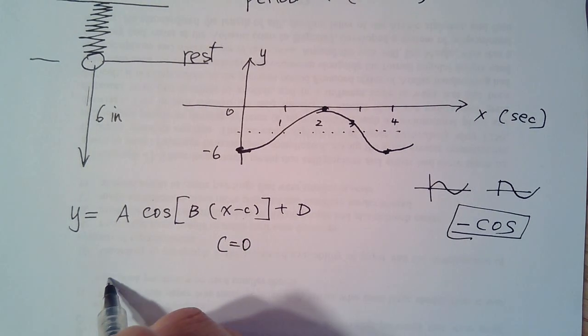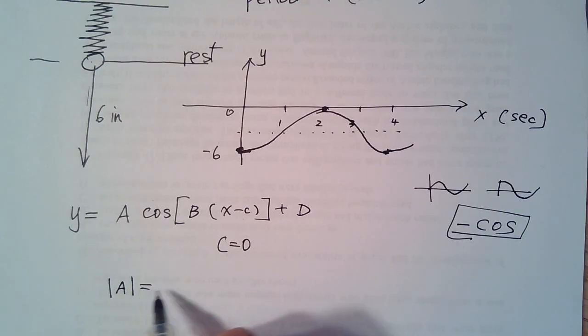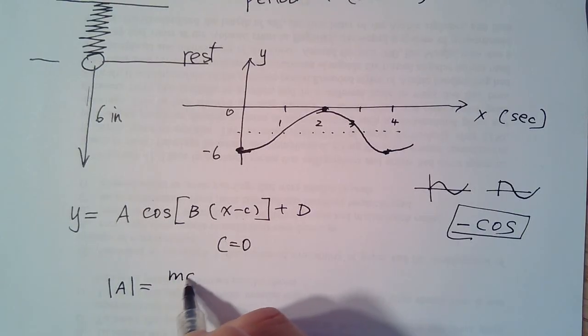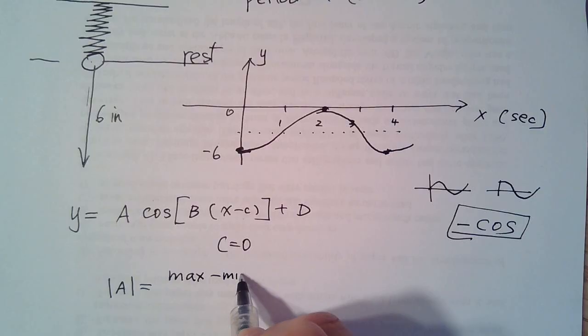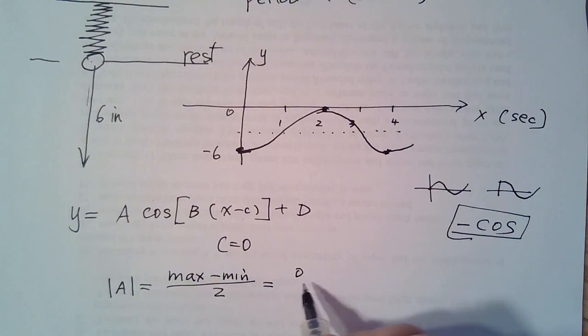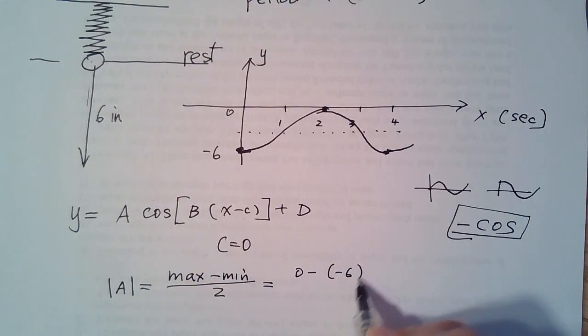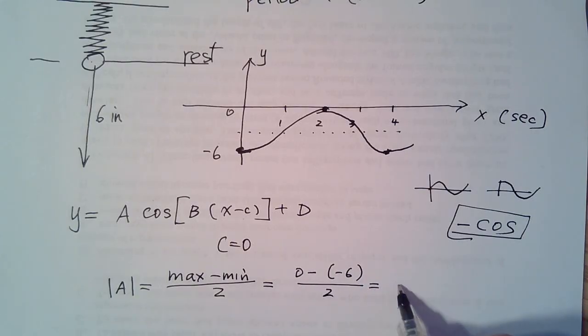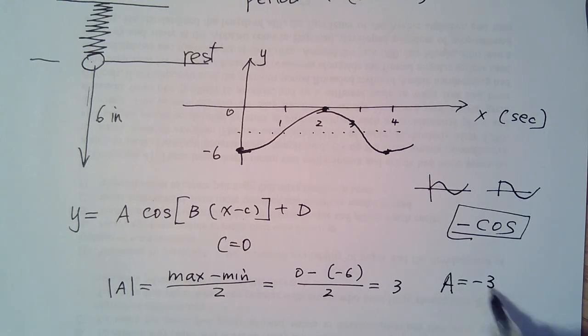And remember, a is the amplitude, which should be the maximum minus the minimum over 2. And in my case, the maximum is 0, the highest point, and the minimum is negative 6, over 2, so that is 3. So I know A absolute value of that is 3. The amplitude is 3. However, it's going to be negative. So my A is going to be negative 3.